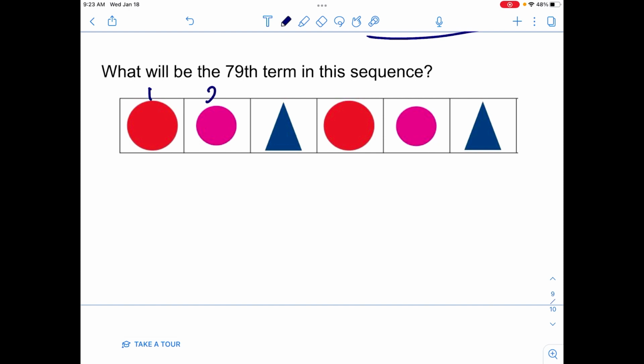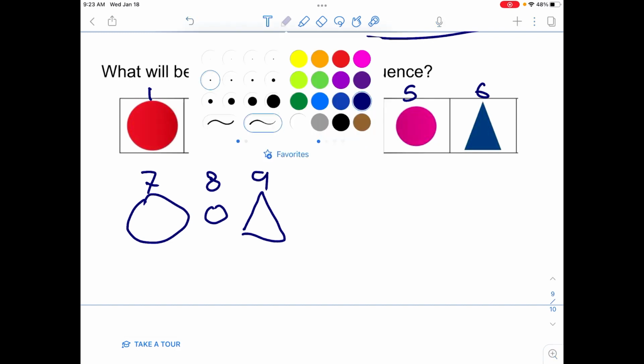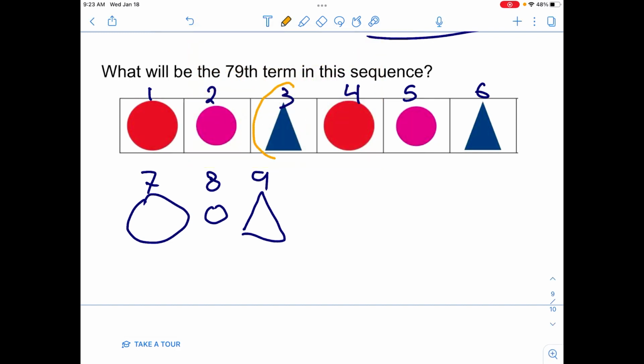So let's write our term number above. 1, 2, 3, 4, 5, 6. And you know, when I don't know how to start these questions, oftentimes I'll just continue extending it for a bit. So 7, 8, 9 would be big circle, little circle. I won't do colors here. Triangle. Do we notice anything? Well, I notice, looking at this, that every third shape is a triangle.